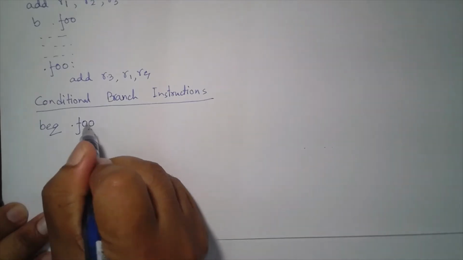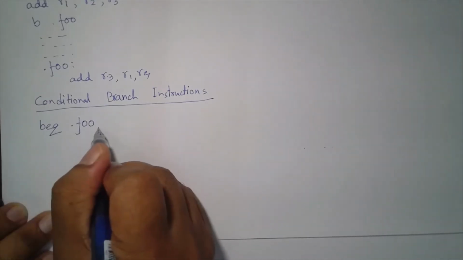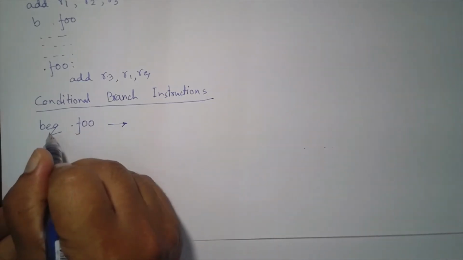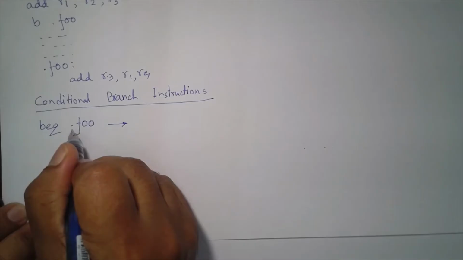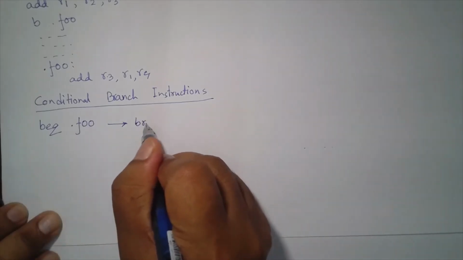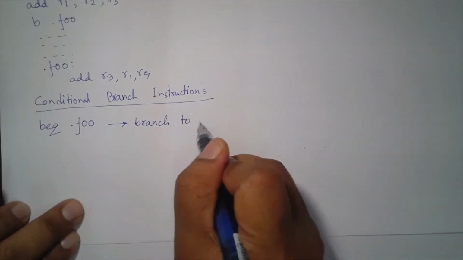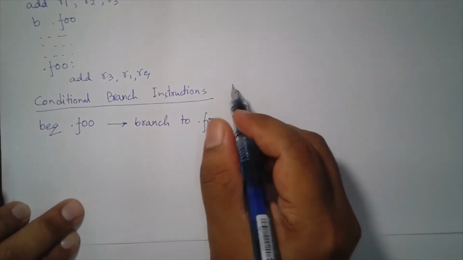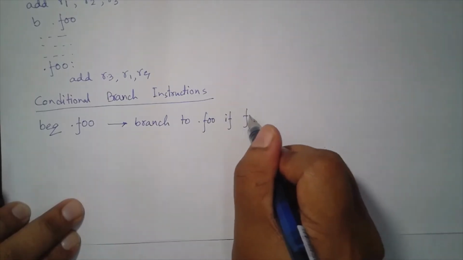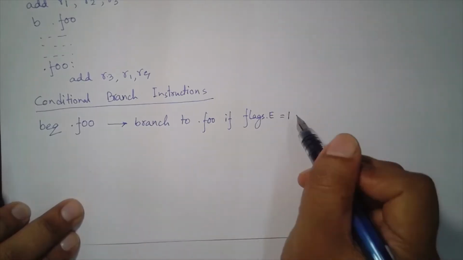So if the equal flag is set, then this branch instruction will be taken. Branch if equal to this label, so this denotes that we branch to this label foo if flags.equal is 1.